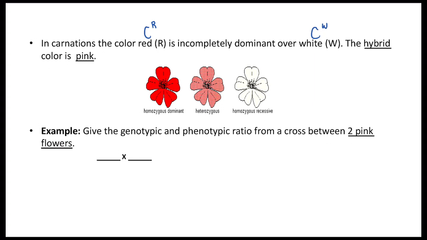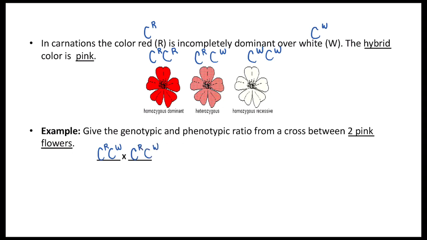So then when we do the genotypes for the homozygous dominant versus the heterozygous versus the homozygous recessive, it would be CR CR, CR CW, and CW CW. Okay, so for example, give the phenotypic and genotypic ratio from a cross between two pink flowers. So we are crossing CR CW with CR CW.